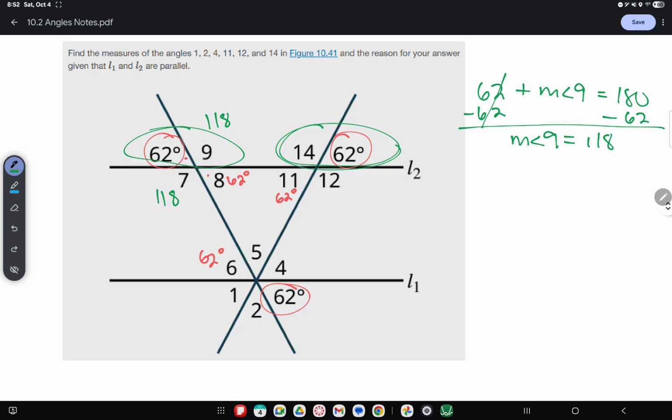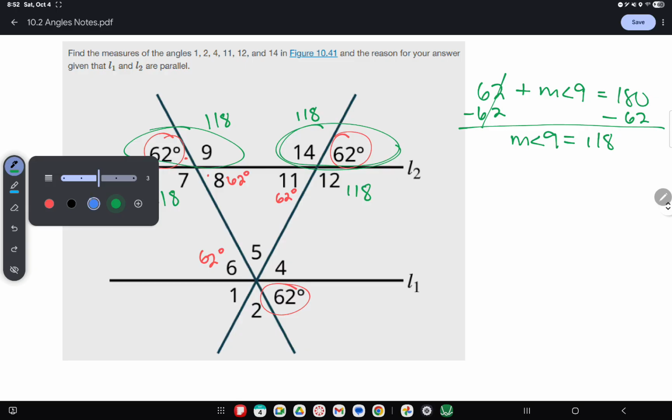Same thing here. Angle 14 plus 62 is 180. So I just did all that math. So that's also 118. Which means 12, it's a vertical angle to 14, so they are the same.